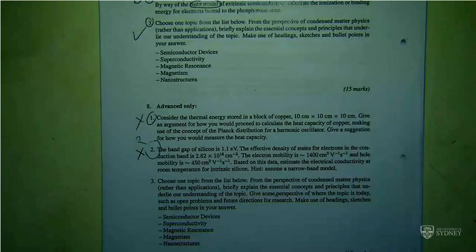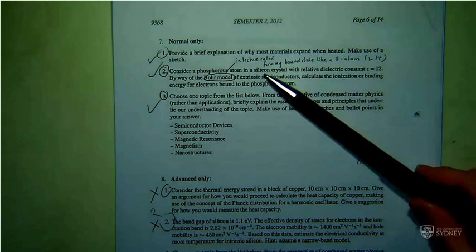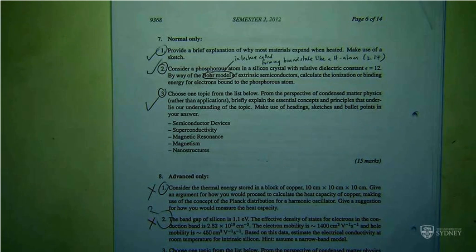Okay, let's see what else they've got there. Provide a brief explanation of why most materials expand when heated. Okay, we've had that one before. Consider the phosphorus atom in a silicon. Yes, you should be able to do that one.